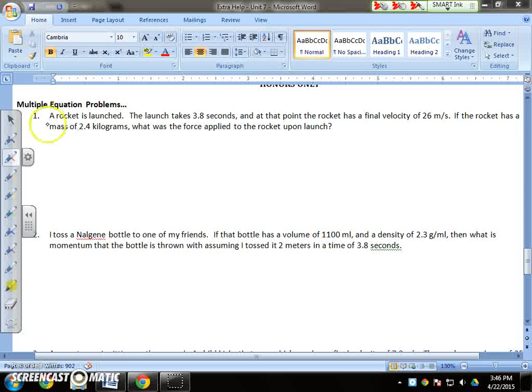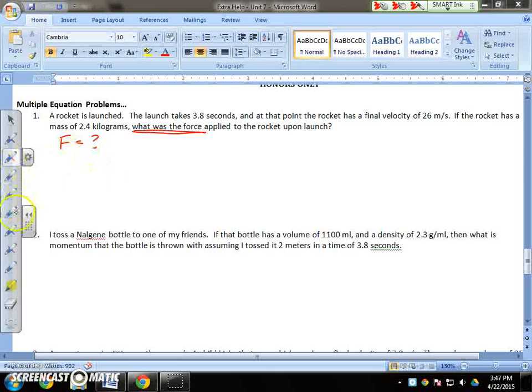So, for number one, a rocket is launched. A rocket takes 3.8 seconds. At that point, the rocket has a final velocity of 26 meters per second. If the rocket has a mass of 2.4 kilograms, what's the force applied to the rocket upon launch? So, what was the force? I guess is what we're trying to find. So, force is our final solution, or our final product.